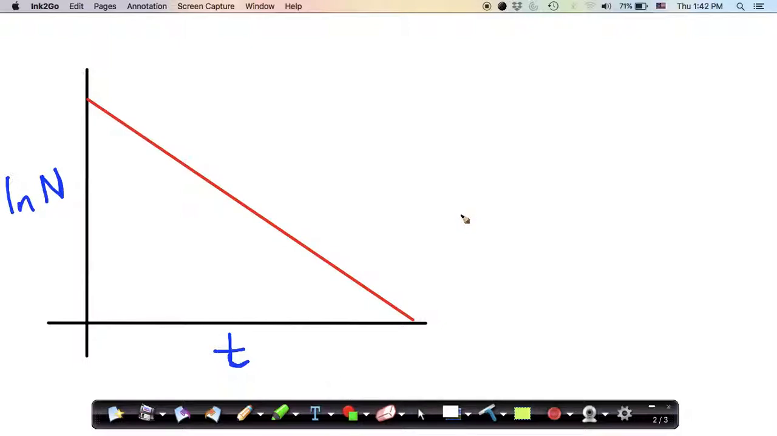It's a linear decrease. So all that I've changed from the previous graph to this one is the dependent variable. Rather than plotting the number of radioactive nuclides on the y-axis, I'm plotting the natural log of the number of radioactive nuclides on the y-axis. And then the equation for this line ends up being the natural log of n is equal to negative kt plus the natural log of n naught.